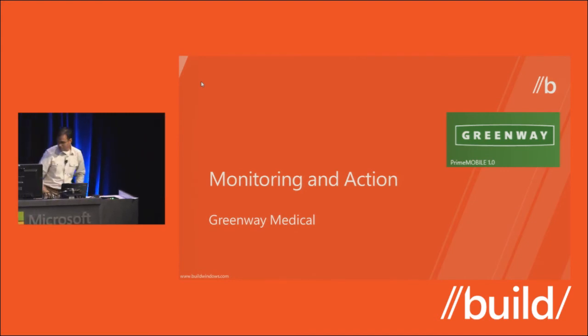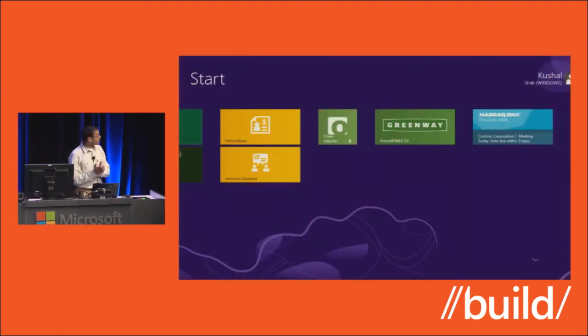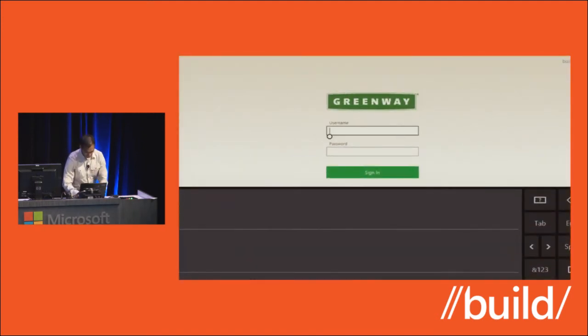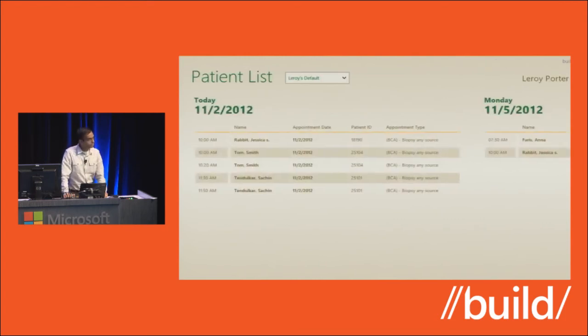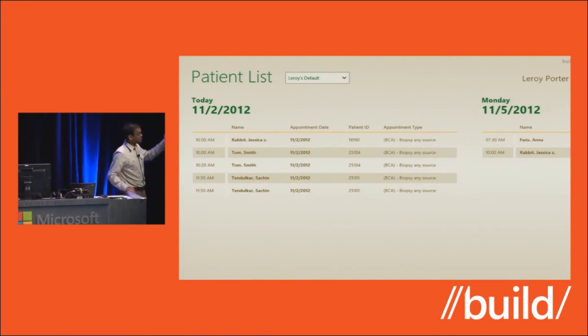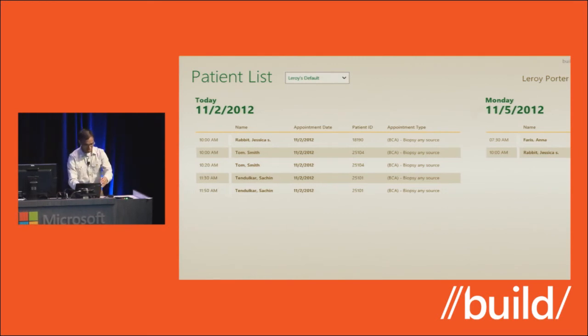The application is Greenway Prime Mobile. I come in here, connecting to the existing systems with no change required, using the same authorization and authentication mechanisms for this Windows Store app. Once I do that, I come to a nurse's or doctor's patient view. I can see what appointments exist today and a few days later.